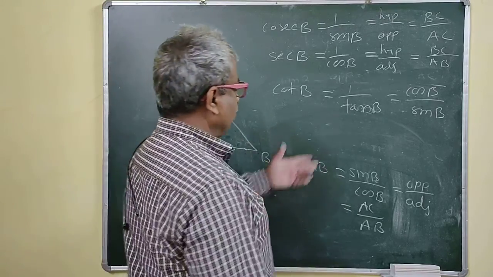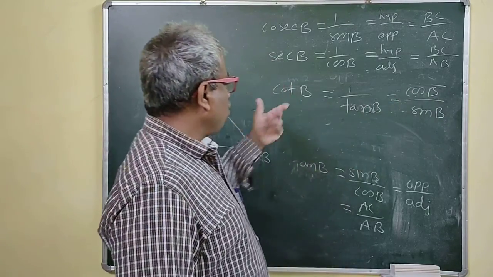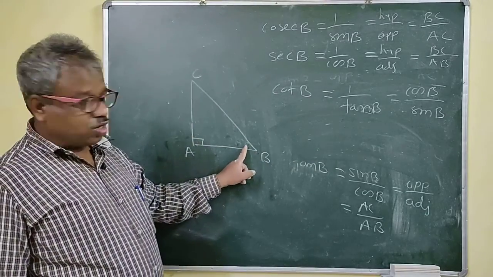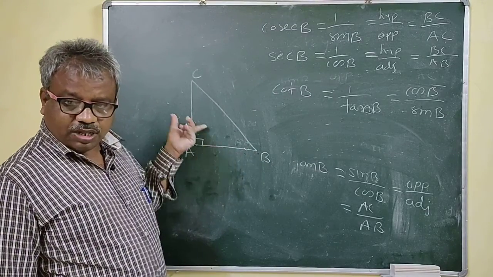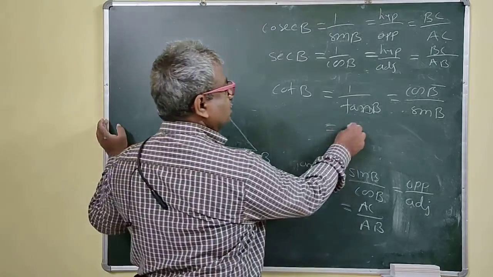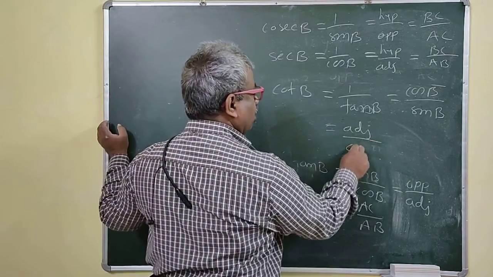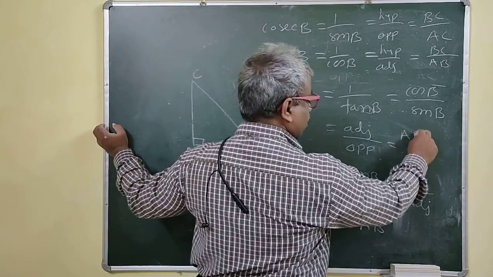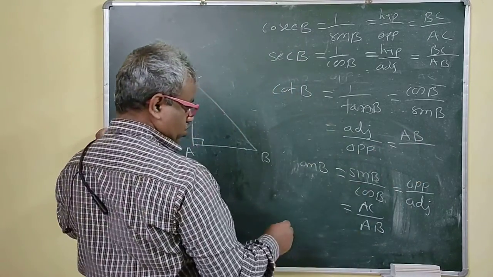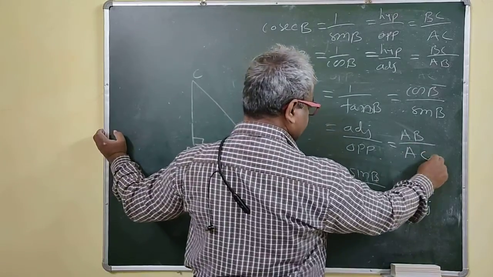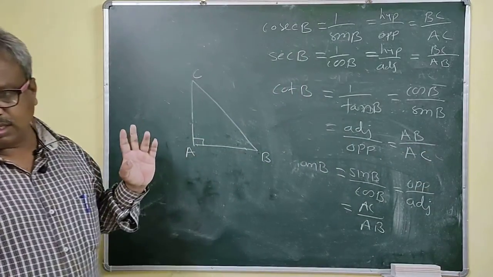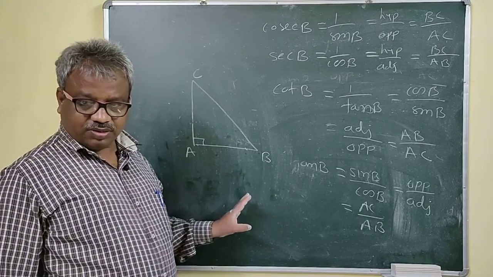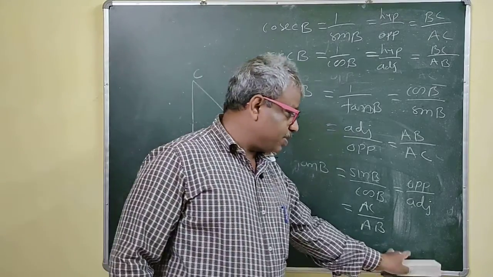Now the same formula you can apply here. You want to find cot B. Cot B is actually adjacent side upon opposite side. Your adjacent side is AB, and your opposite side is AC, right? So these are the trigonometric ratios. You are familiar with this one, right?